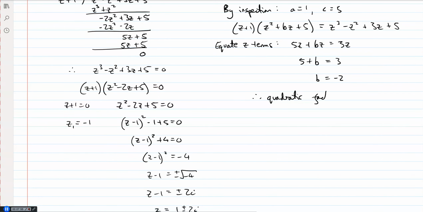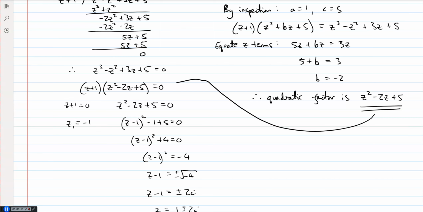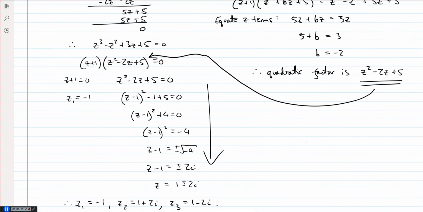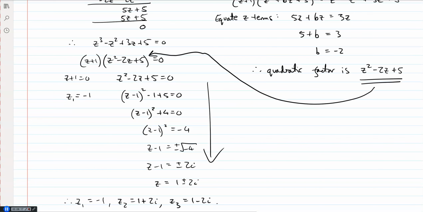and therefore our quadratic factor is a z squared, a is 1, plus bz, which is minus 2z, plus c, which is 5. So there's our quadratic factor, which matches up with the quadratic factor in here, and then we would just solve it in exactly the same way, and you get your 3 roots exactly the same.